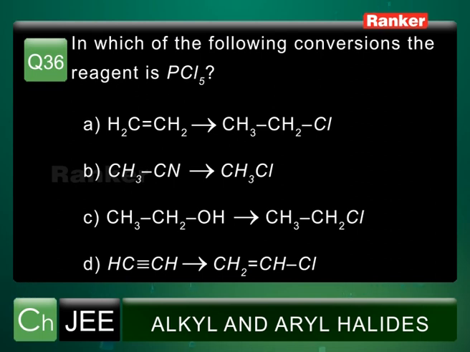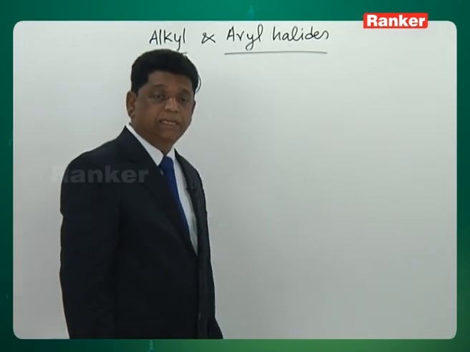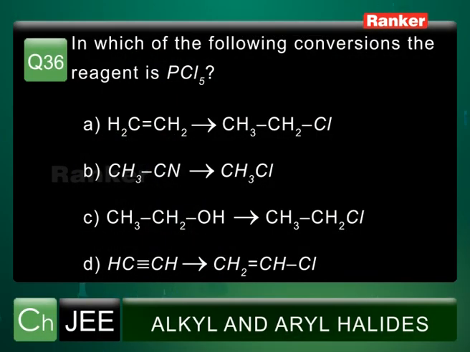In which of the following conversions is the reagent PCl5? Usually PCl5 is a halogenating agent, and it can also be used in the Beckmann rearrangement and so on. As a Lewis acid, as a catalyst, it can be used in some cases. Let us see the question here. Option A is conversion of ethylene to ethyl chloride, that needs actually HCl.